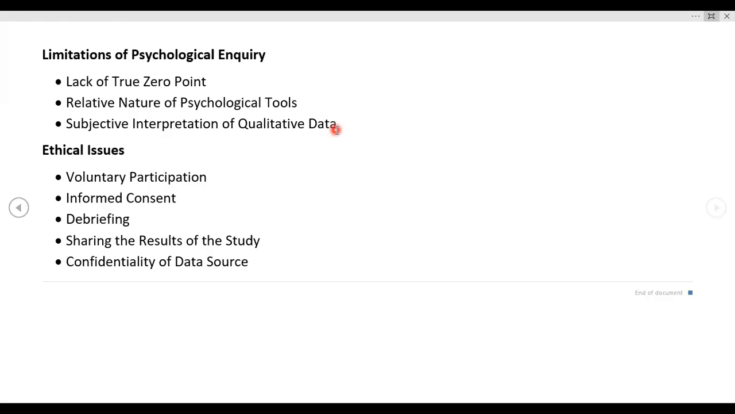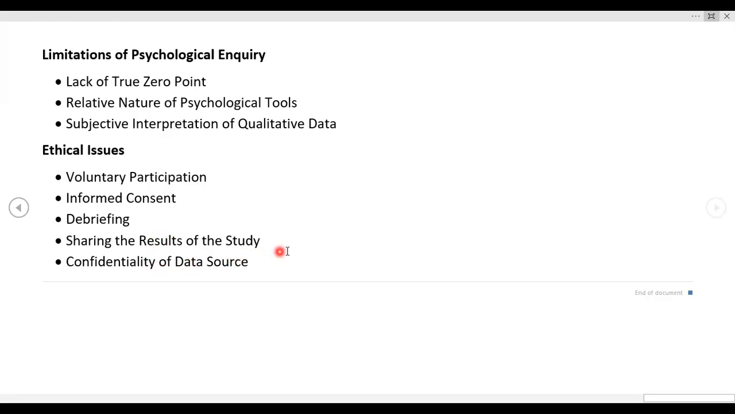And there can be ethical issues, like consent from the participant. The participant has to be completely comfortable, and they have to be informed what they will be tested, examined, or interviewed on. They have to be explained very clearly, and the results have to be shared with them in a meaningful way. Confidentiality, yes.